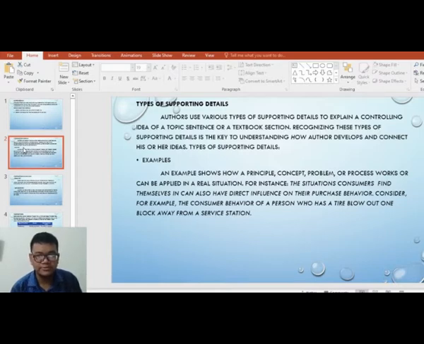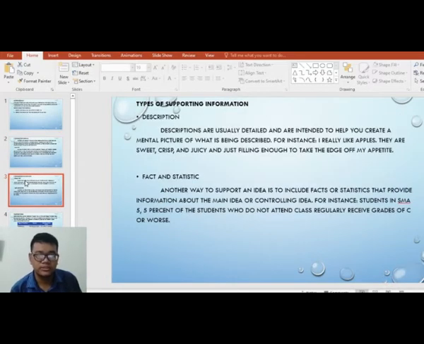The first one is examples. An example shows how a principle, concept, problem, or process works or can be applied in real-life situations. For instance, the situations consumers find themselves in can also have direct influence on their purchase behavior. Consider, for example, the consumer behavior of a person who has a tire blow out one block away from a service station.